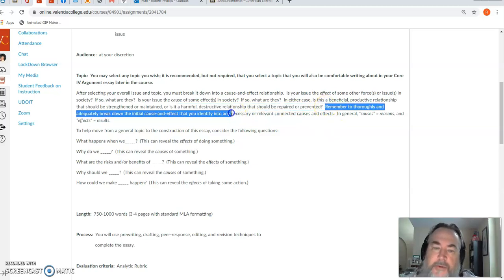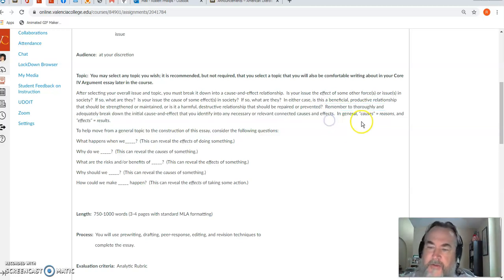Remember in this one essay to thoroughly, adequately break down the initial cause and effect that you do identify into any necessary or relevant connected causes or effects. And I'll talk more about this in a different recording, I'll go through this whole process of building what we call a causal chain. But my last sentence here, think causes equal reasons, effects equal results.